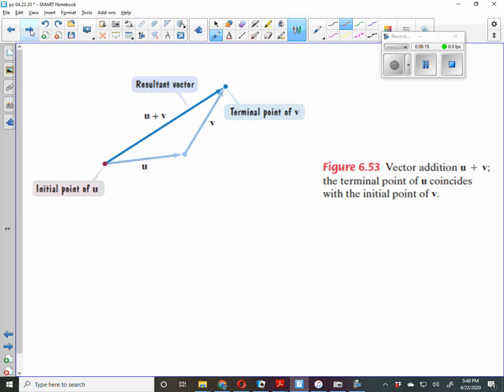All right, rectangular representation. This is what we're looking at when we're adding vectors. Notice that I have u plus v. It gives me my resultant vector here. Now, how do you want to say that? It's the initial point, tip to end, right? And then the resultant vector is from the initial point to the end.